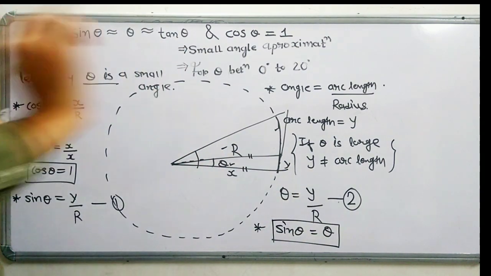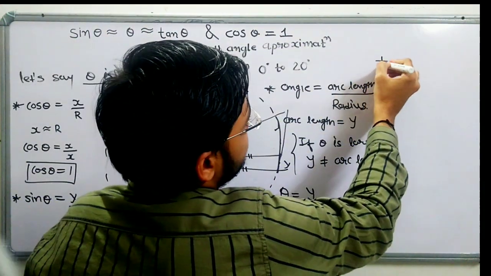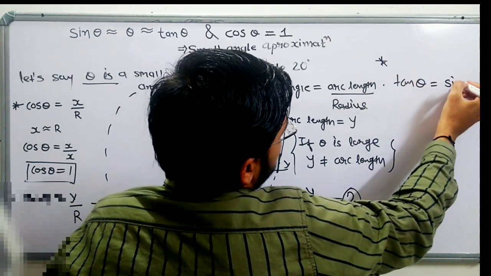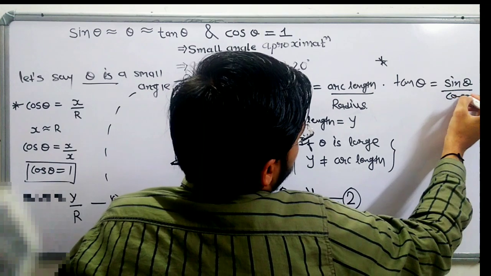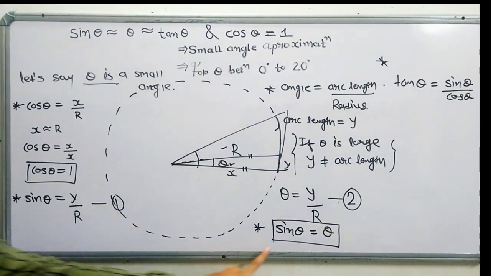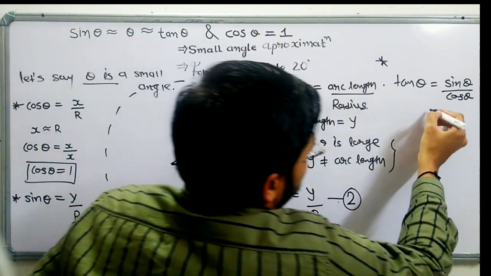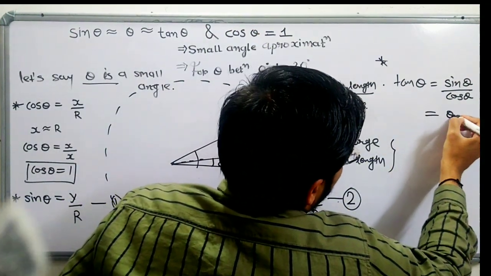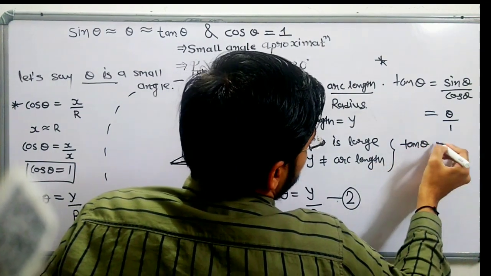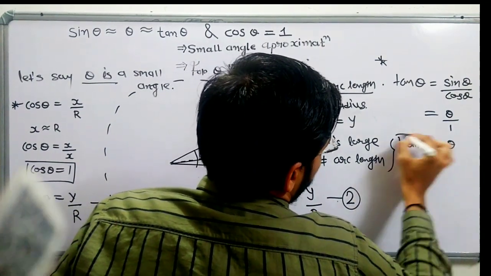Now let's define tan theta. Tan theta is equal to sin theta upon cos theta. For a small angle theta, cos theta becomes 1 and sin theta becomes theta. So tan theta is equal to theta upon 1. So we can say that tan theta is equal to theta.